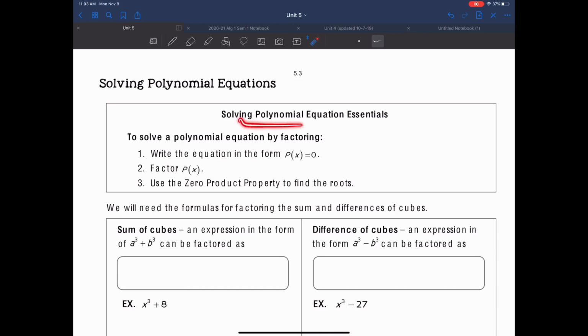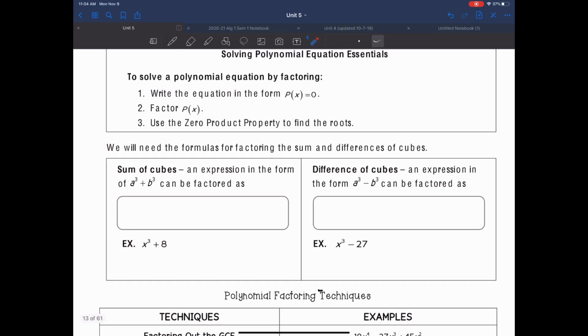So if we're going to solve polynomial equations, we're going to use these steps down here. First of all, I'm going to write each equation in the form of p of x equals 0. So you're going to set your expression equal to 0. Then you're going to factor p of x using your knowledge of factoring. Last but not least, you're going to use the zero product property to find all of the roots of the expression. Let's go ahead and go down to the first type of example, which is the sum or difference of cubes. So we're going to look at this situation, and I'm first going to give you a formula for factoring the sum or difference of cubes. That way we can go through and solve using the method of factoring.